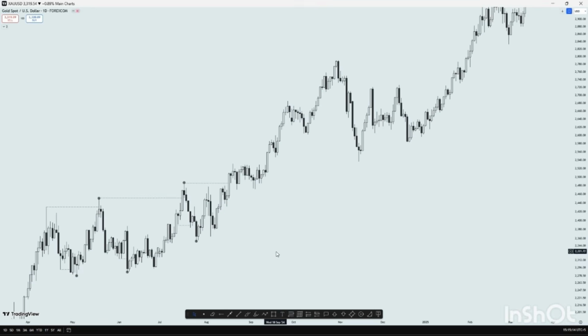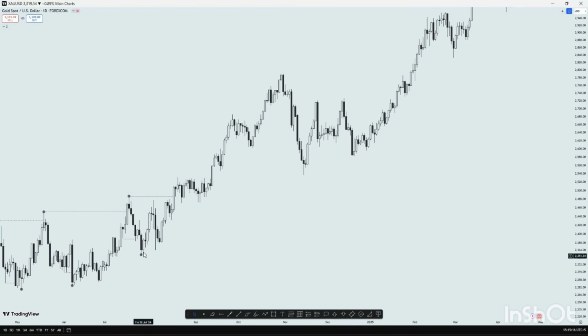So when we got a strong low like this, then we got a strong high and the market pulled back. Unfortunately, it was not a deep pullback. There was only a slight pullback here and then we saw an expansion.